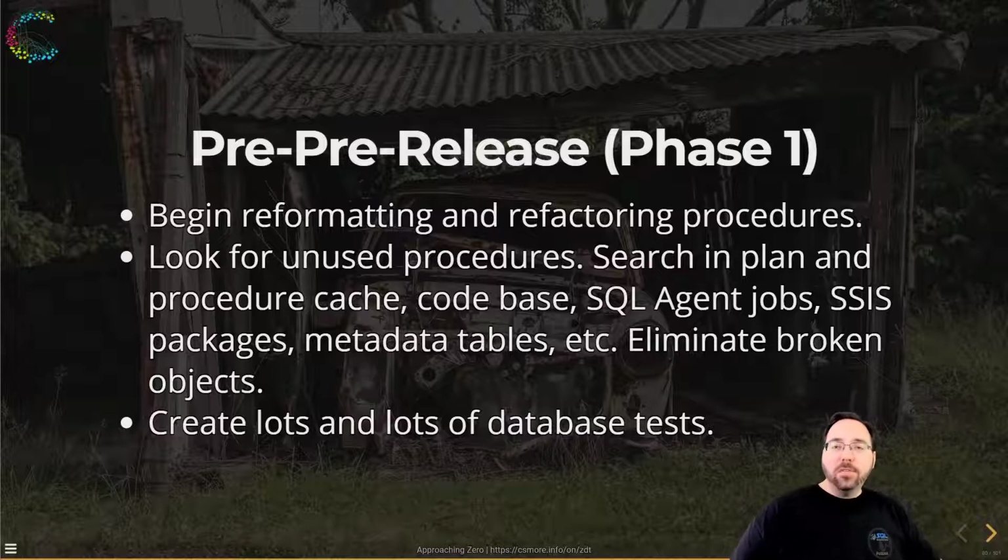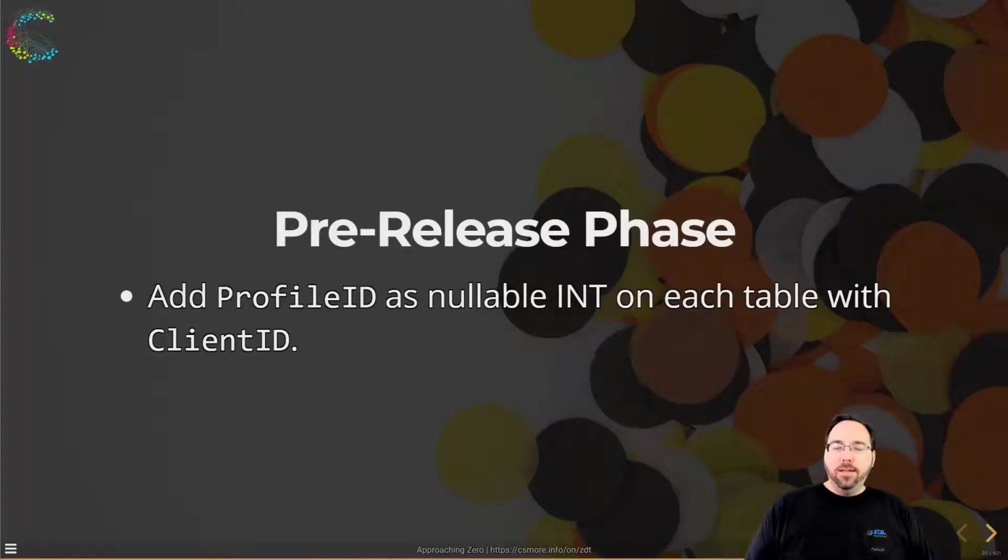And during this phase as well, there were a couple of people whose main focus was create lots and lots of database tests. See how things worked prior to our changes. And that way we can run the tests again after the changes to make sure things still work. So moving forward in the pre-release phase, we added a new column to each table that had client ID. We had profile ID as a nullable integer.